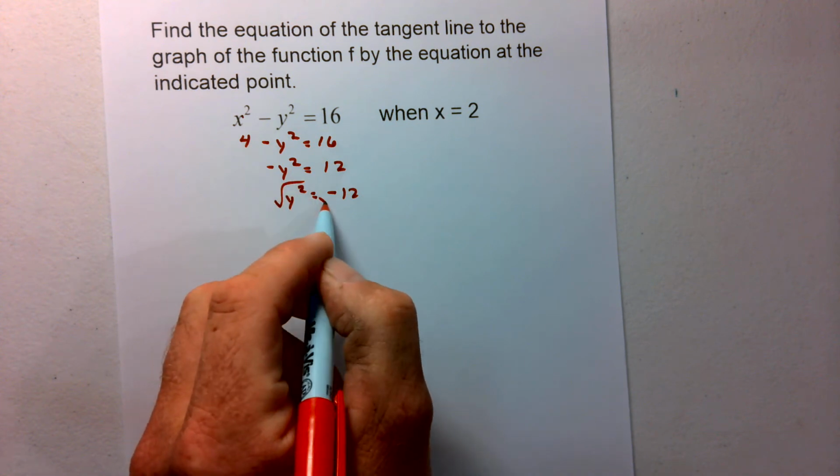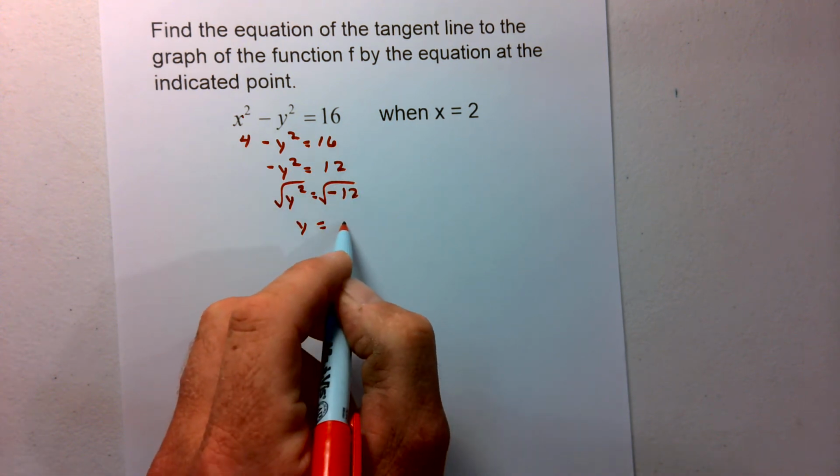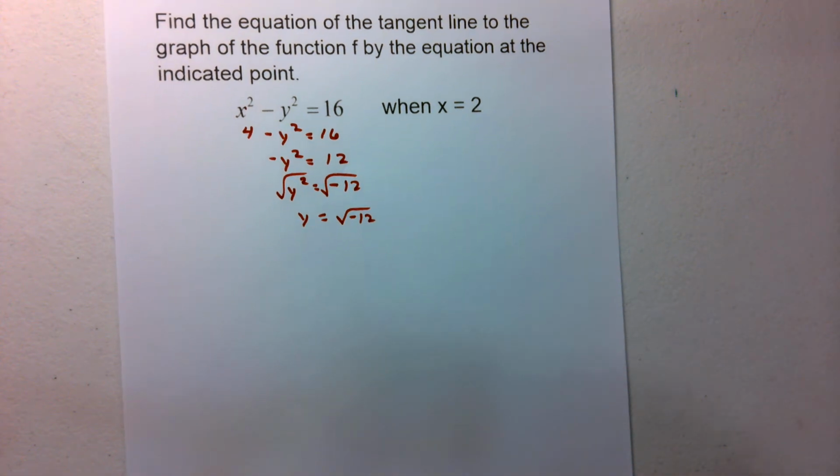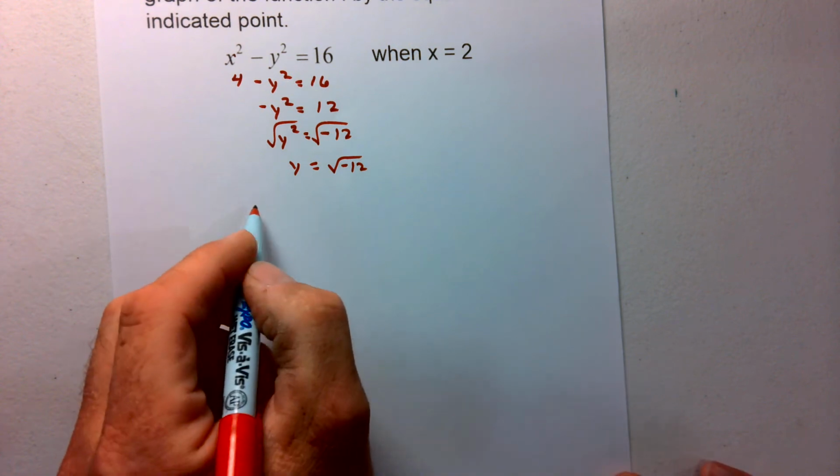If we take the square root of that, then we know that y equals the square root of negative 12, which, hey, that can't happen. We've got issues, don't we? So what we have is this doesn't really exist. It's not going to work for us. So maybe we should go ahead and change this problem. Didn't realize it wasn't going to work for us.